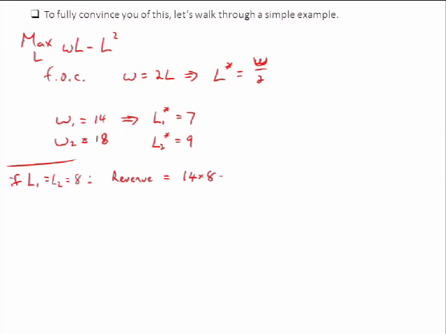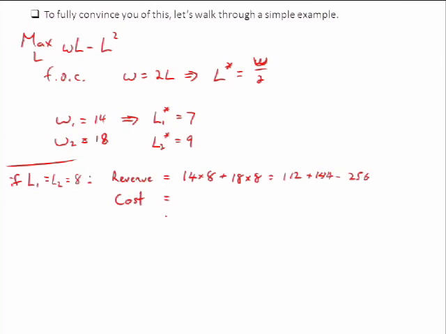So here we are. Meanwhile, the cost is going to be 2 times 8 squared, because on both days you're just plugging that same 8 into the cost function. That's 2 times 64, which equals 128. Which means that your profit, which I'll just call pi, is equal to 128. Straightforward.